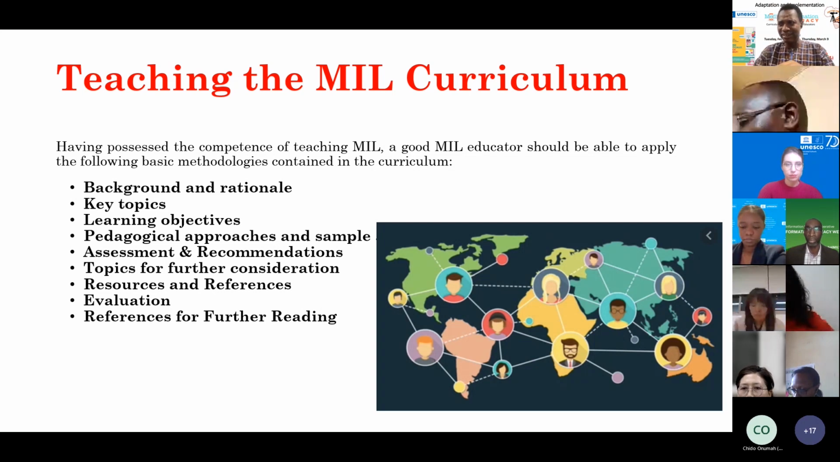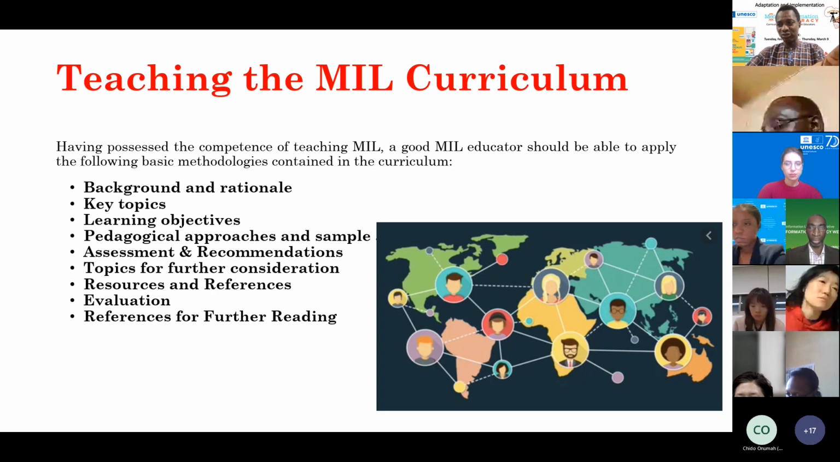Whether you are teaching MIL and the learners are familiar with conventional or social media, or whatever media, you must let them know that the media can be ineffective and that the direction you are taking must be clear from the beginning. Then the key topics. There are so many key topics, like I put there, and you find a lot of them.